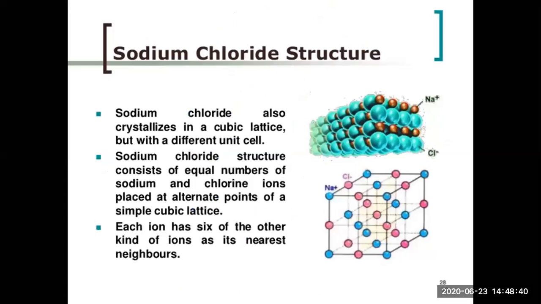So next is the sodium chloride structure. Sodium chloride also crystallizes in a cubic lattice but with a different unit cell. The sodium chloride structure consists of equal numbers of sodium and chlorine ions placed at alternate points of a single cubic lattice. Each ion has six ions of the other kind as its nearest neighbors.